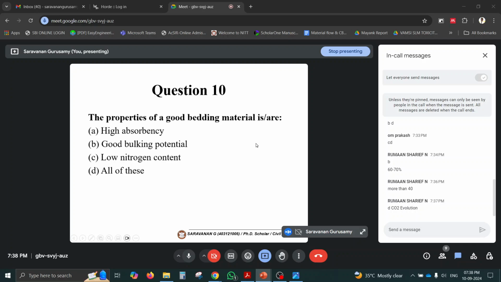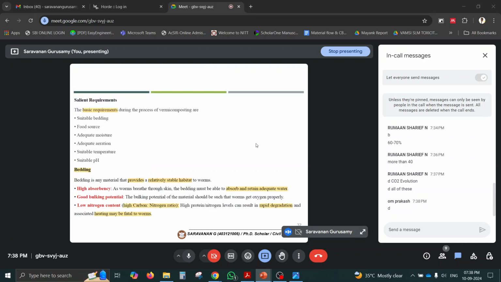Okay. So the property of good bedding material in vermicomposting: high absorbency, good bulking potential, low nitrogen content. All of this. Yeah, all of this is correct. So bedding material should have high absorbency, good bulking potential, and low nitrogen.